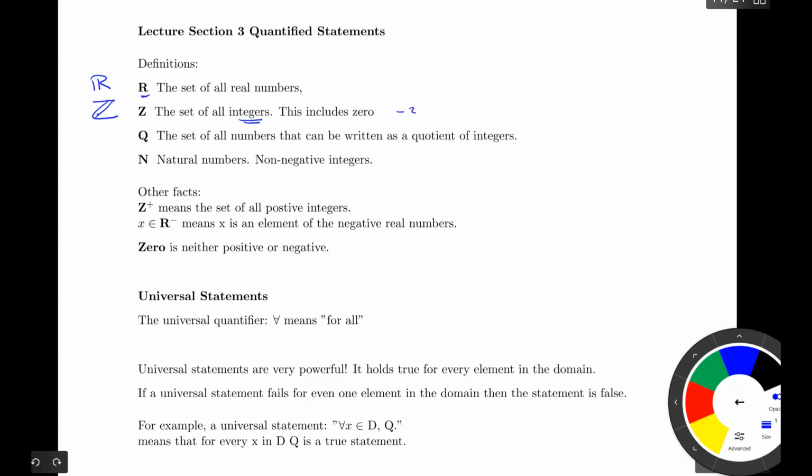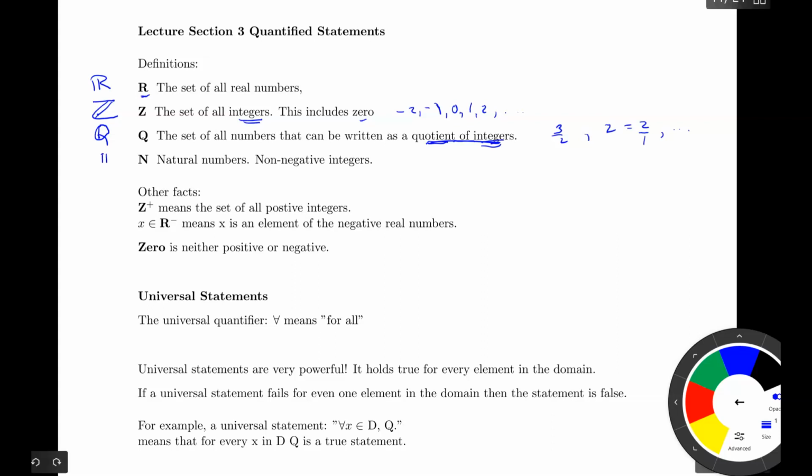So integers: -2, -1, 0, 1, 2, right? All those numbers. So integers include 0. The letter Z comes from the German word Zahlen. All right, Q. The Q stands for all rational numbers. So Q stands for rational, and it's all quotients of integers. So 3/2, 2, because that can be written as 2/1, right? Anything that can be written as a fraction.